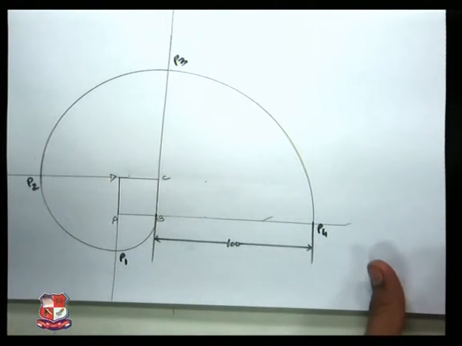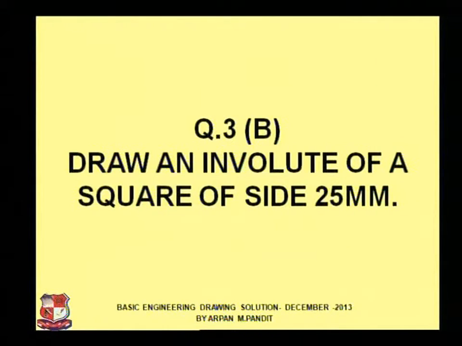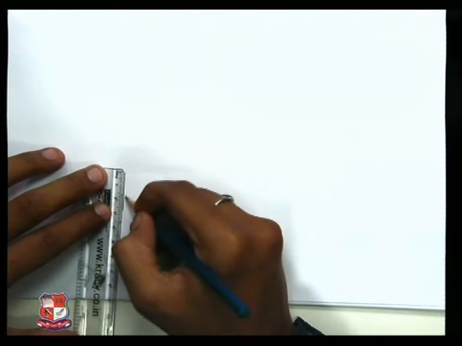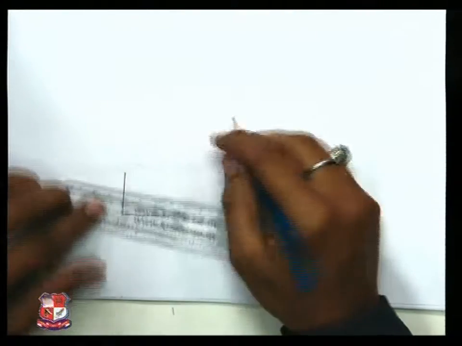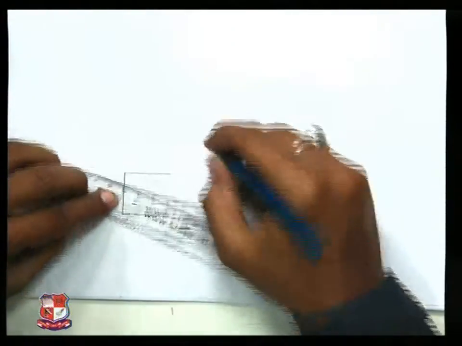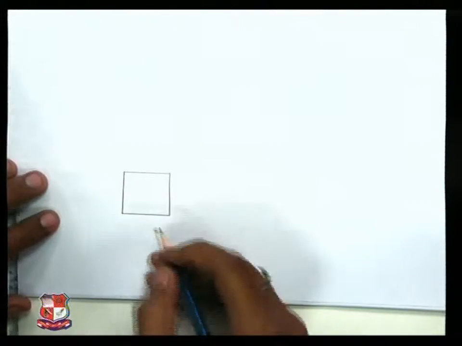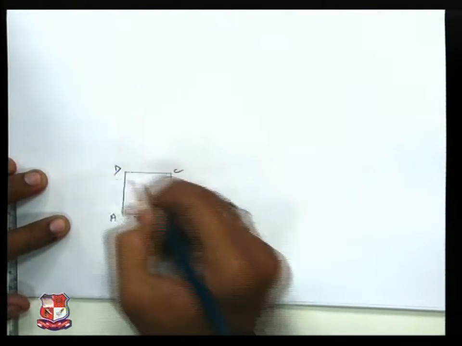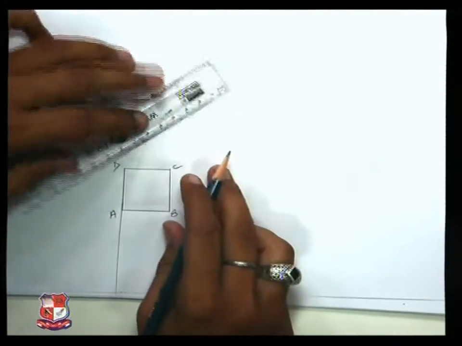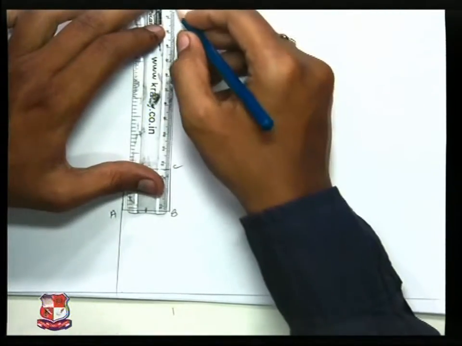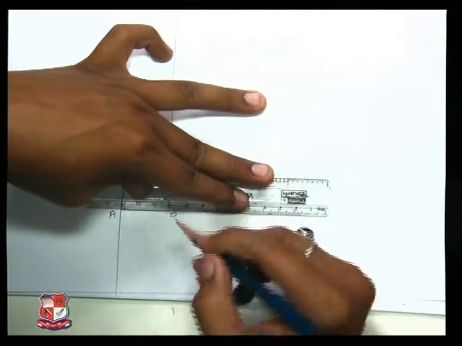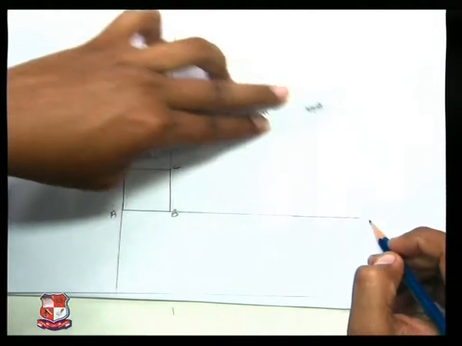Very easy to draw. Let's have a quick recall of how we can draw the involute. Draw a square of 25 mm side. Name it as ABCD. Very quick recap. Extend the AD line, CD line, BC line and AB line as well. Like this.